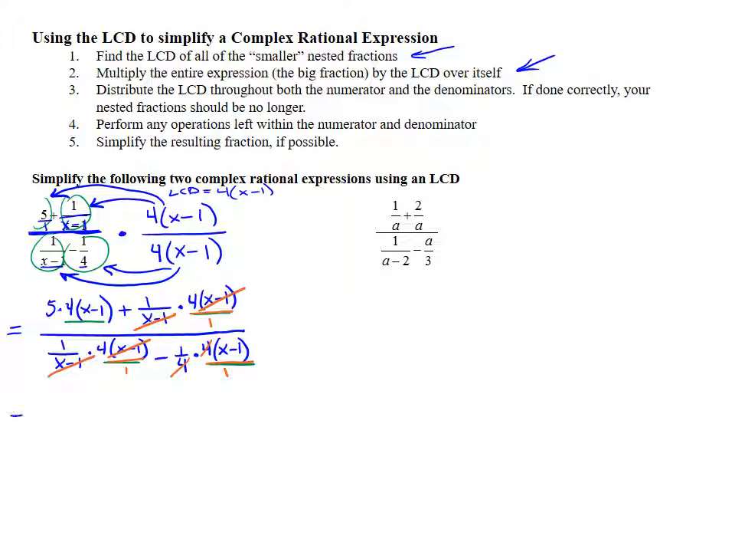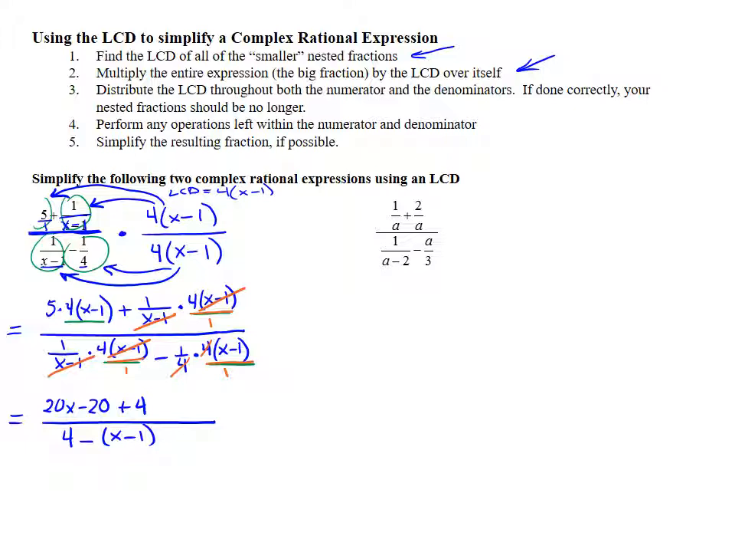So if I look at what's left, I have 5 times 4 times x minus 1, which is just 20 times x minus 1. So I could distribute that, 20x minus 20. And then in the next term in the numerator, I have a 4 left in the numerator, and that's it. So plus 4. And in my denominator, I have 4 left in the first term, and then minus 1 times x minus 1. So x minus 1 is subtracted entirely.